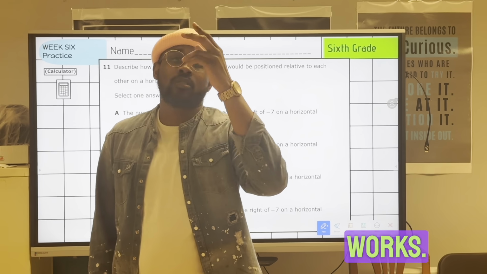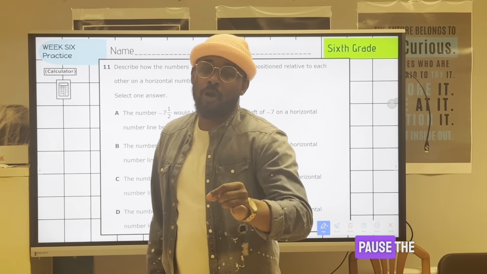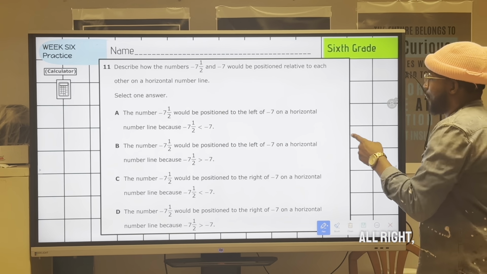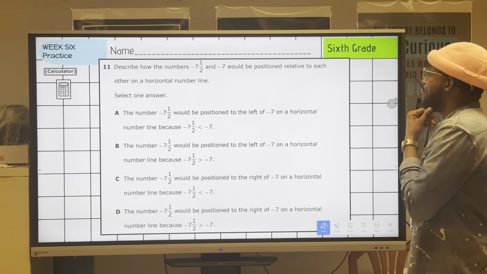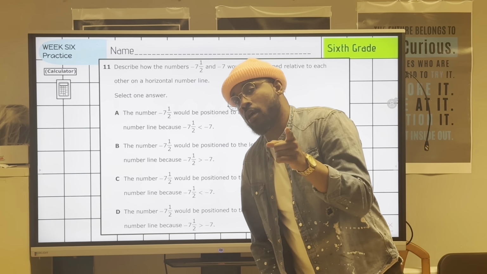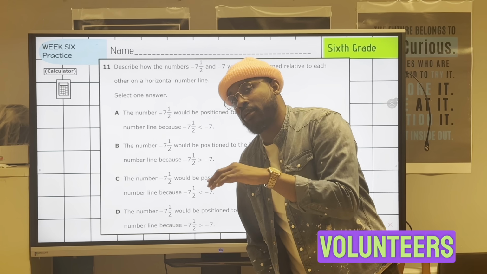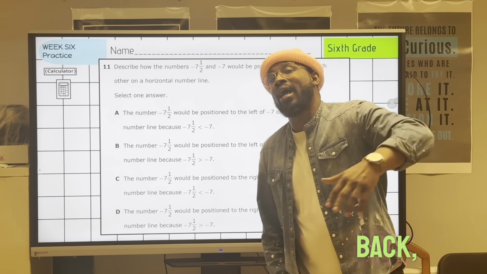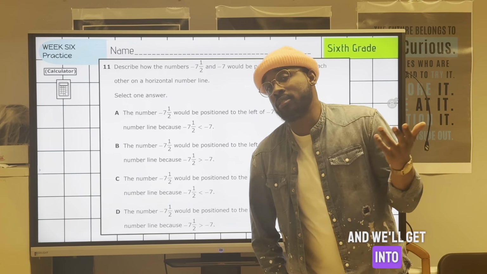You know how this works. Go ahead and read the problem to yourself. Pause the video. When you come back, we'll find some volunteers. All right? Go ahead and read that. If you've already read it, teachers, find 3 volunteers, have each one of them read this problem out loud. When you come back, I'll read it out loud and we'll get into solving.